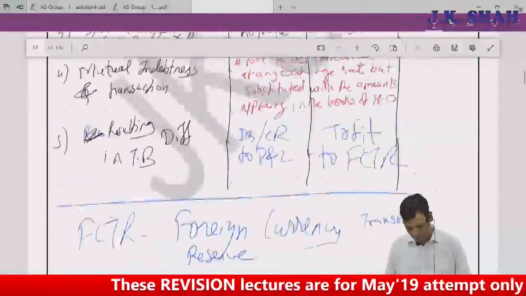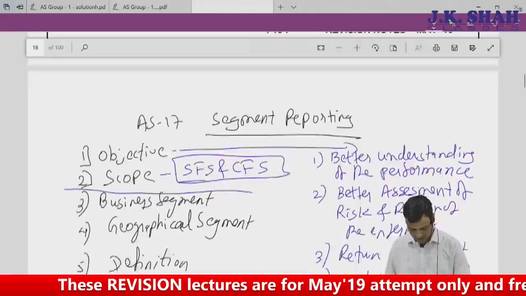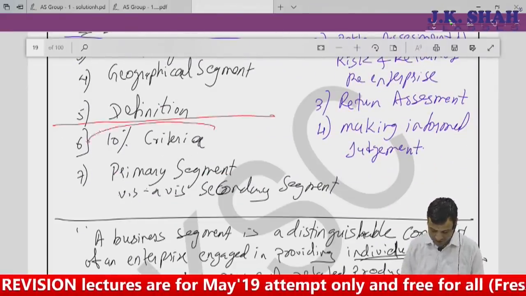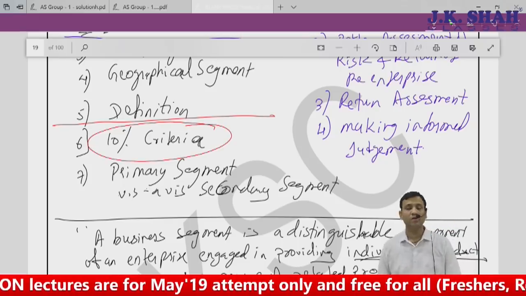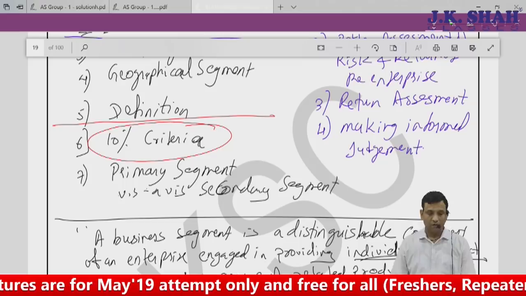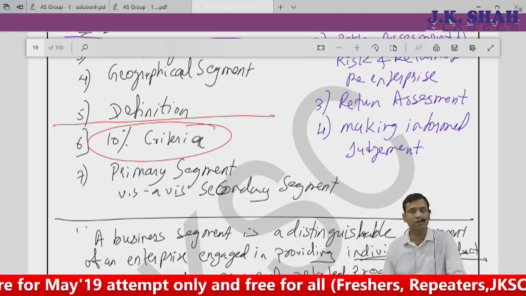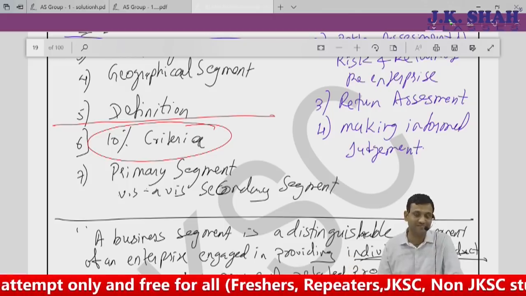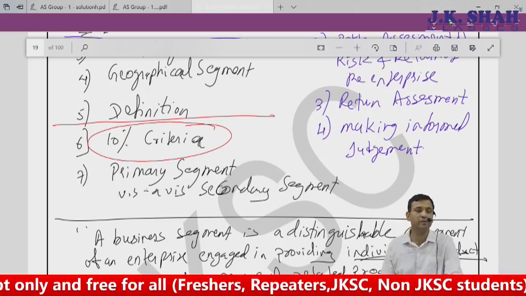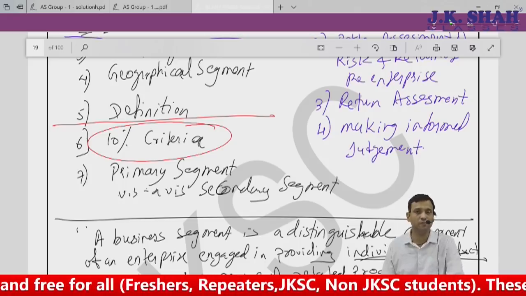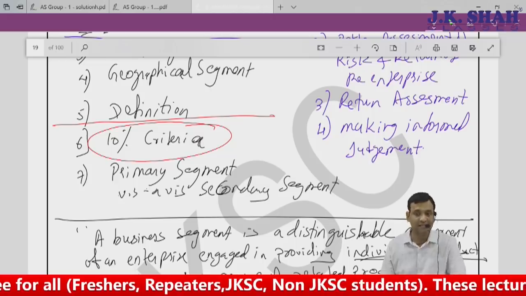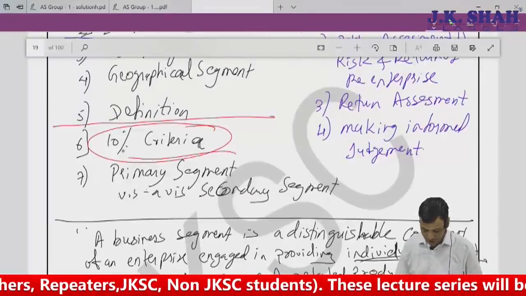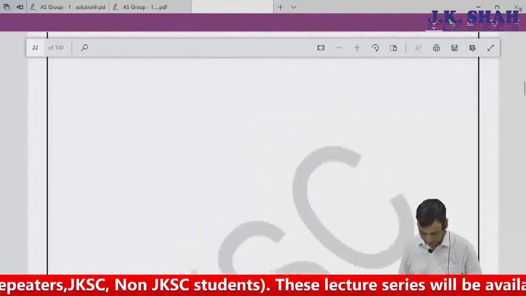Now coming on to the point which we were discussing, we just completed all these points. Now which segments are to be reported? I may have thousands of segments. Should I give information for all these 1,000 segments? That is the question. Should all segments be reported? But the obvious answer is no. For that, the standard has given some criteria which is referred to as the 10% threshold criteria. Let's talk about the 10% threshold criteria.